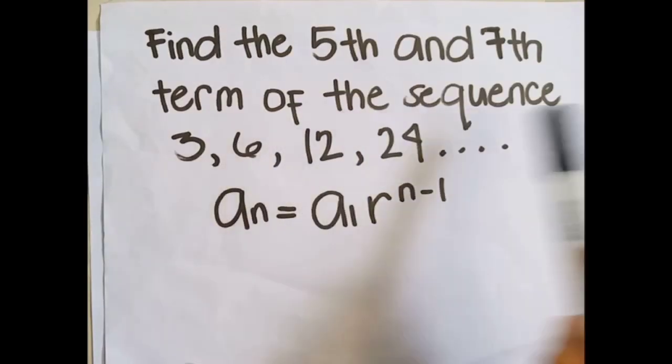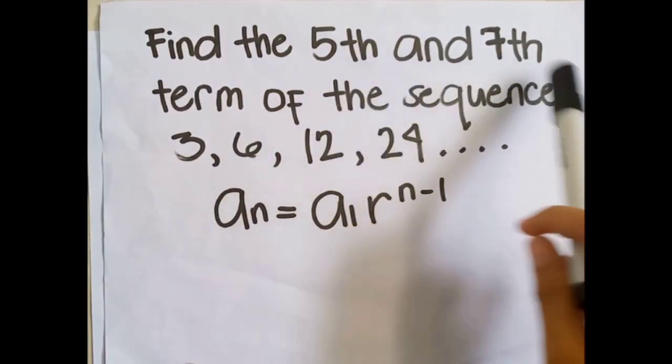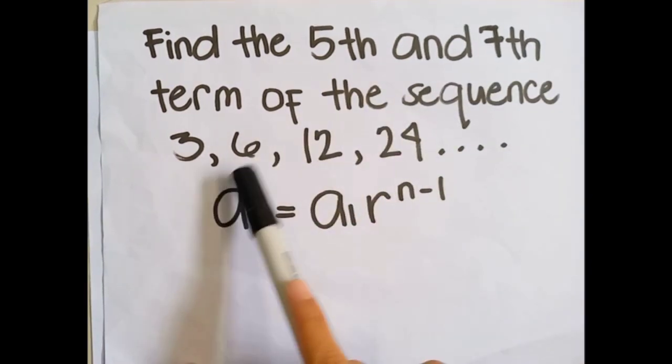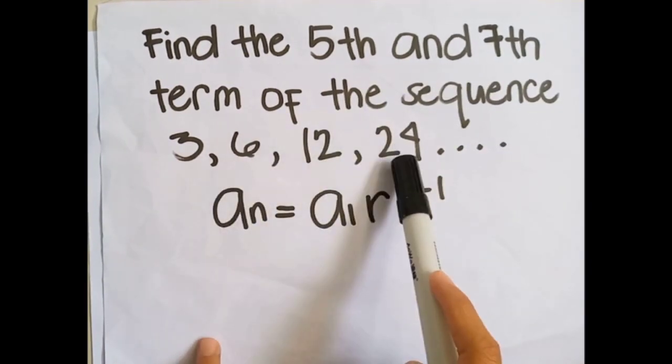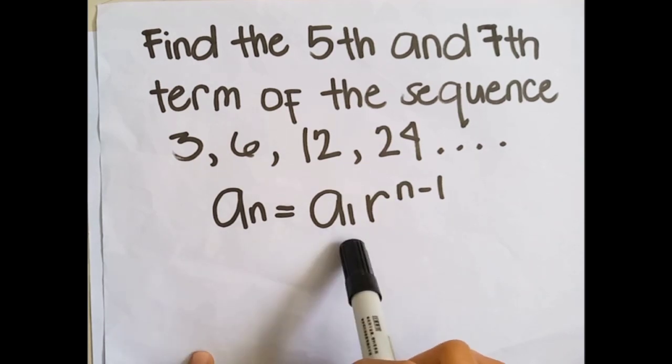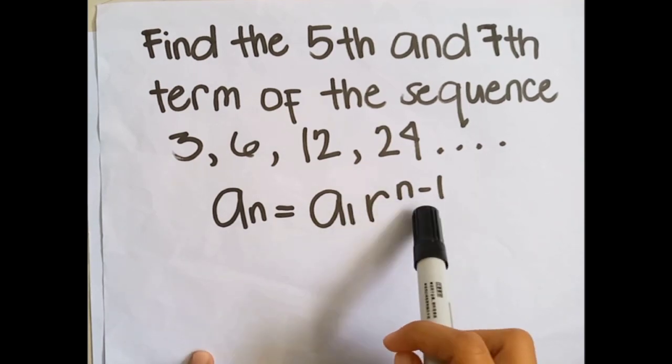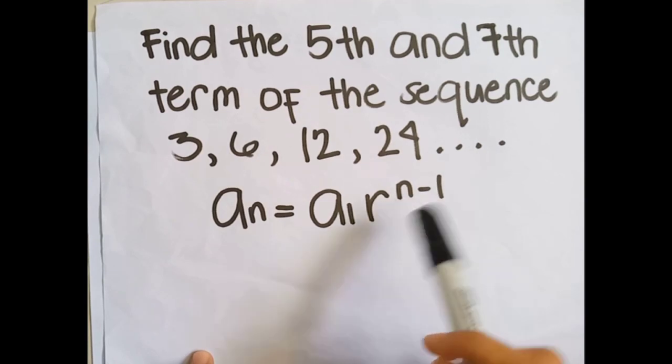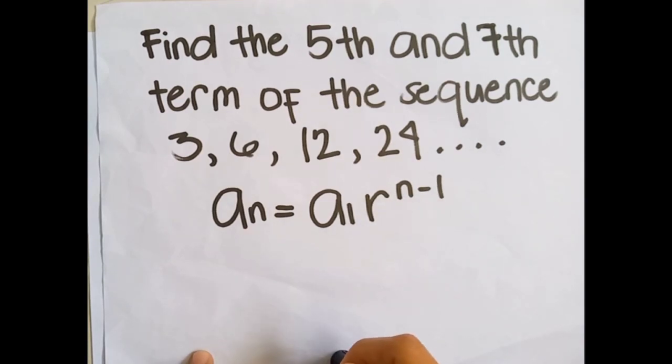Now, let's try this problem. Find the 5th and the 7th term of the sequence 3, 6, 12, 24, using this formula: a sub n is equal to a sub 1 times r raised to n minus 1. But before using this formula, we need to first find the common ratio of the given sequence.